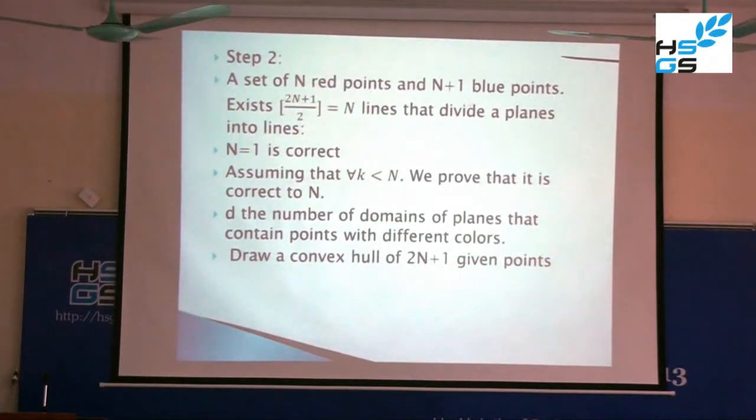Step 2, we build a set of n red points and n plus 1 green points. Then there only exists a primary of 2n plus 1 divided by 2, which equals n lines that divide the plane. As you can see, n equals 1 is the correct answer. Assuming that with every k smaller than n, we prove that it is correct for n. D is the number of domains of the plane that contain points with different colors, and we can draw a convex hull of the 2n plus 1 given points.